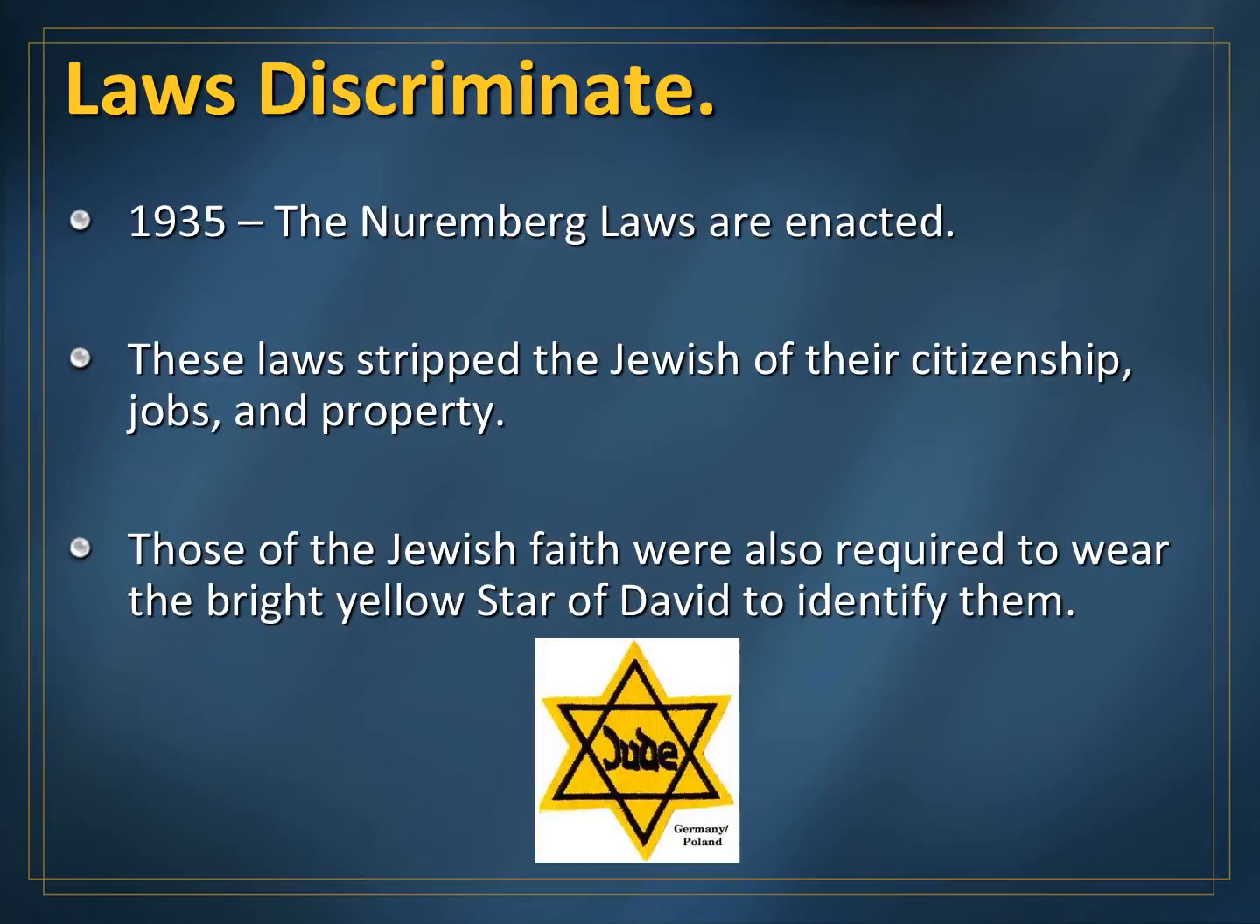So in 1935, the Nuremberg laws were enacted, and these laws stripped the Jewish of their citizenship, their jobs, and their property. Those who were Jewish were also required to wear the bright yellow Star of David to identify them. So if they were walking down the street or in a store, they had to have this Jewish star on them so people knew that they were Jewish.